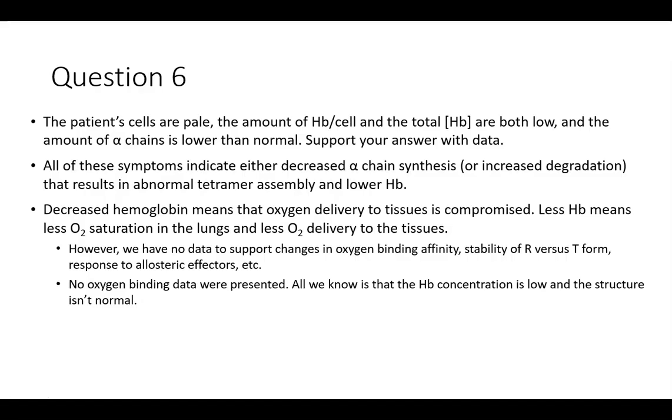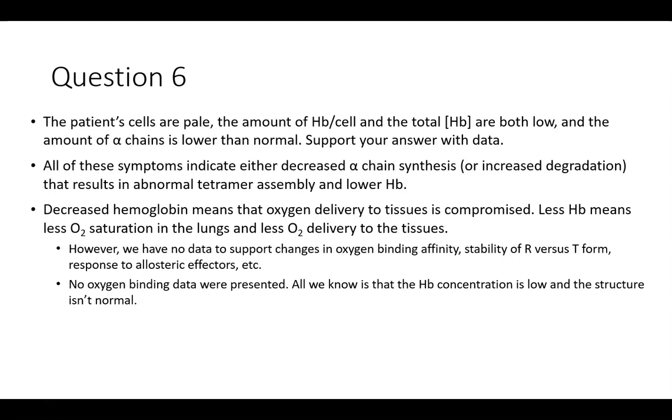If she doesn't have that much hemoglobin, she's going to bind less in the lungs. She's going to deliver less to the tissues. But we don't have any extra data to support that. We don't know anything about the stability of the R form versus the T form in this patient. We don't have that data. We don't have data about allosteric effectors. We don't have oxygen binding data. We don't have any of that. So we really can't say that in our answer because we don't have that data.